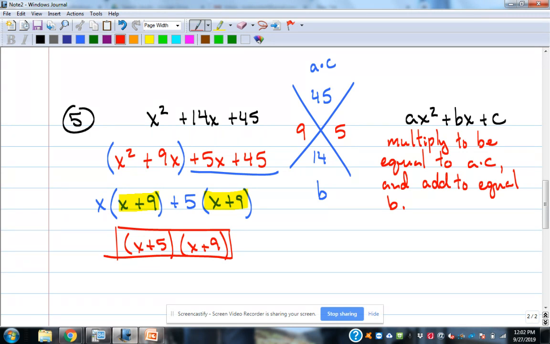If they were negatives over there, you'd have a minus sign in the middle of the factor. But that only works if there's a 1 in front of x squared. Got to have that 1 there to be able to do that. If there's anything else there, it doesn't work that way. Okay?